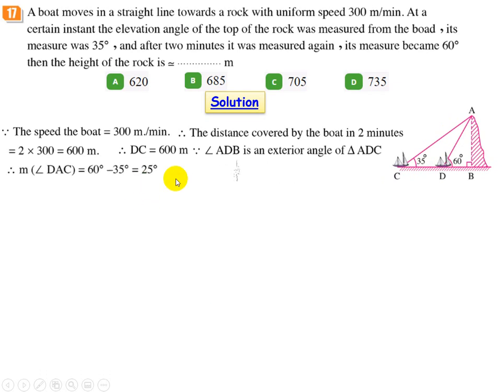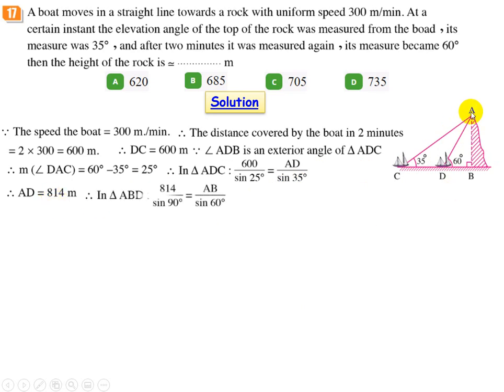Applying the sine rule in the triangle ADC, 600 over sine 25 equals AD over sine 35. So AD equals 814. Triangle ADB is a right-angled triangle at B. Applying the sine rule again, you will find that AB equals 705.